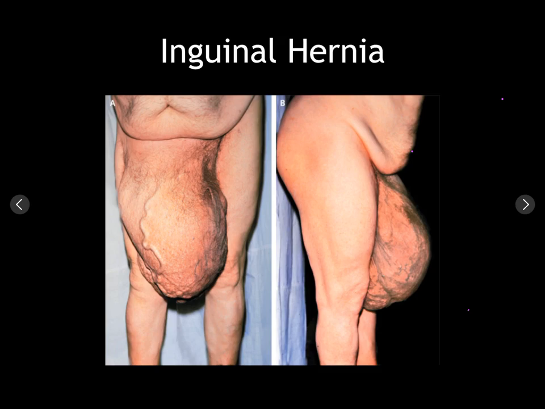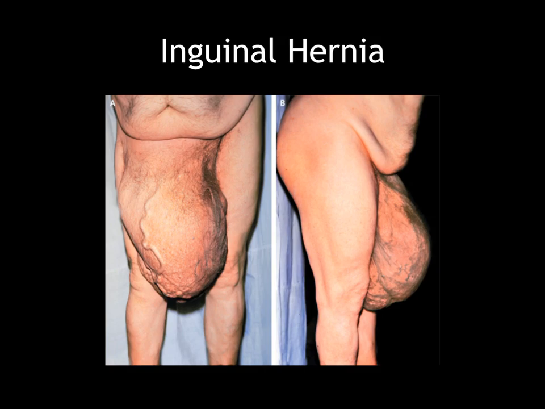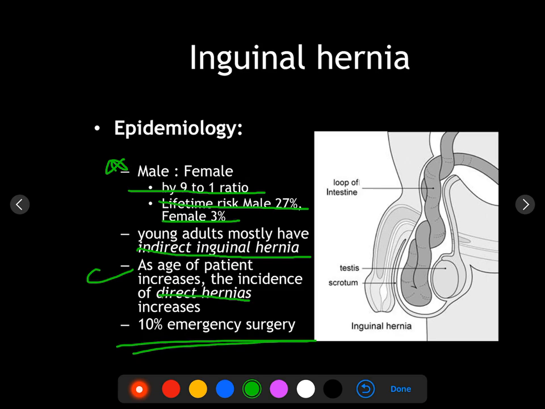Now we will come to the very important and much more common groin hernia, which is the inguinal hernia. Epidemiology of the inguinal hernia: male to female ratio is 9 to 1. Lifetime risk for males is 27%, while for females 3%. Young adults mostly have indirect inguinal hernia. As the age of the patient increases, the incidence of direct hernia increases. 10% of patients present with emergency surgery.